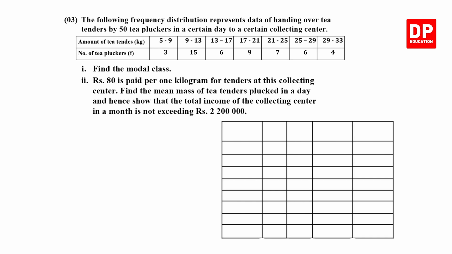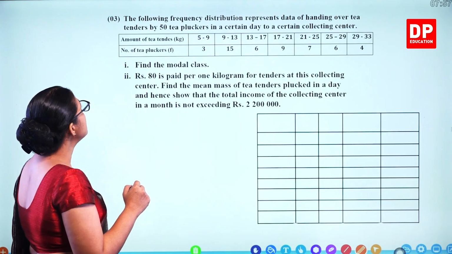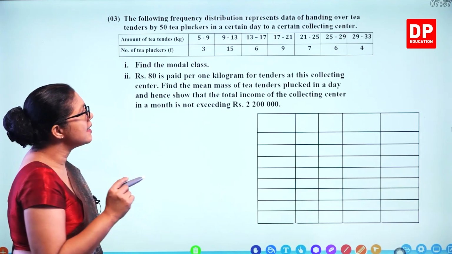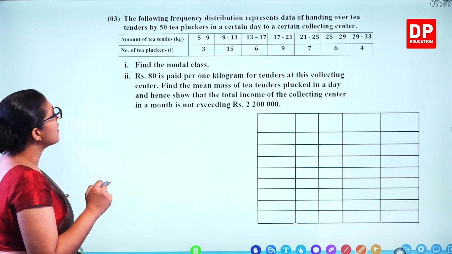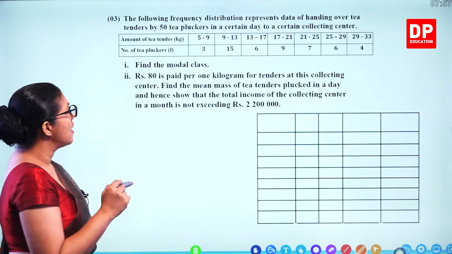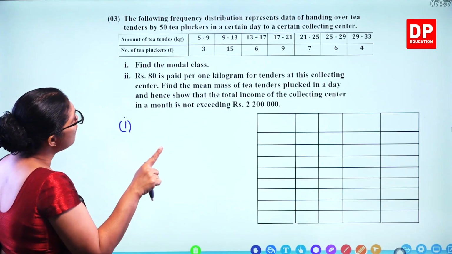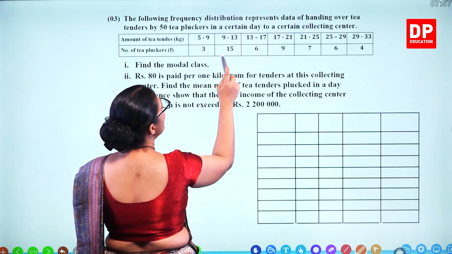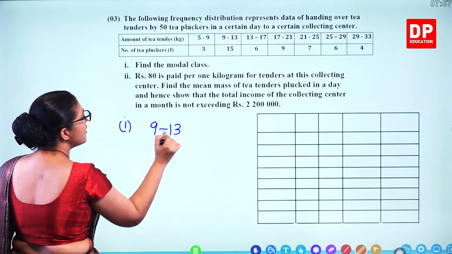Question number 3, that's statistics. The following frequency distribution represents data of handing over tea tenders by 50 tea pluckers on a certain day to a certain collecting center. Amount of tea tenders and number of tea pluckers. Find the modal class. The modal class is the one which has the highest frequency. All the widths are the same, so you can just refer to the frequency row. 15 is the highest, so the modal class is 9 to 13.